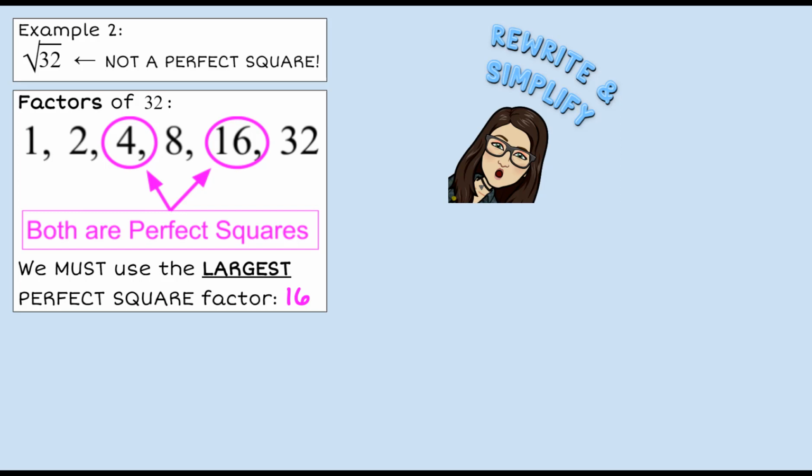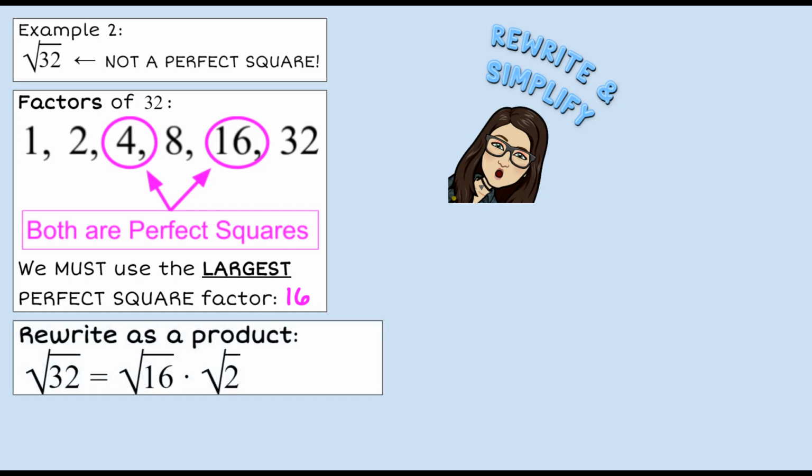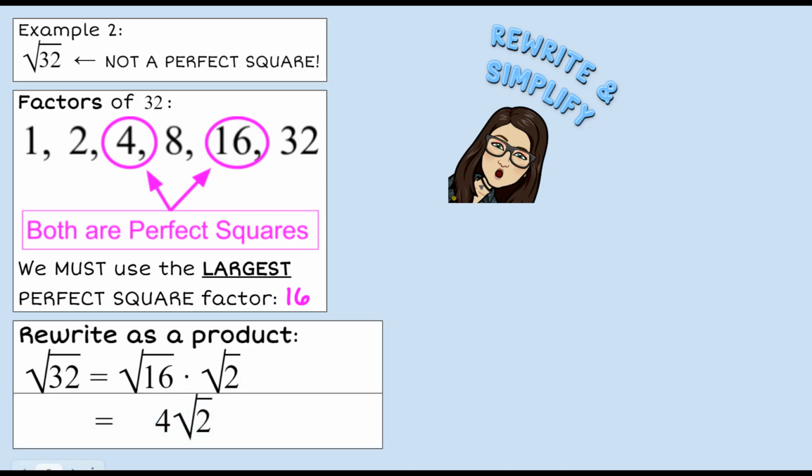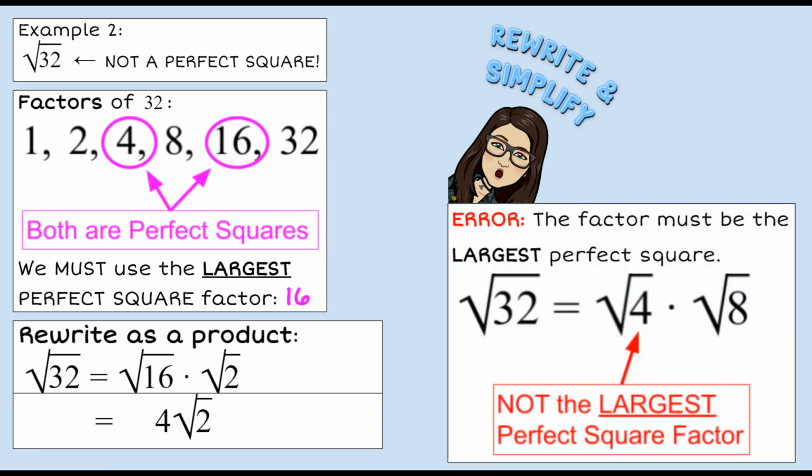So we're going to rewrite root 32 as a product. Root 16 times root 2 is the same as root 32. And I actually know what root 16 is. What is the square root of 16? That's 4. And so this simplifies to be 4 times root 2. So what if you had just decided to use 4? Well, 4 is not the largest perfect square that is a factor of 32, so you would get the problem wrong. It has to be the largest perfect square factor.